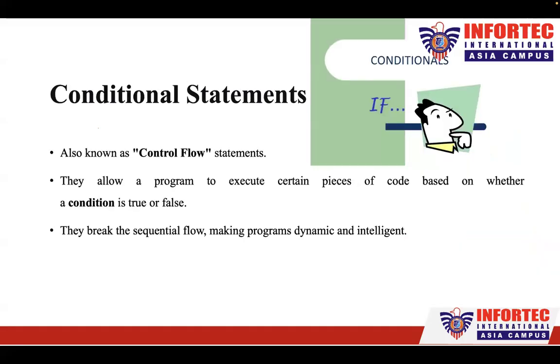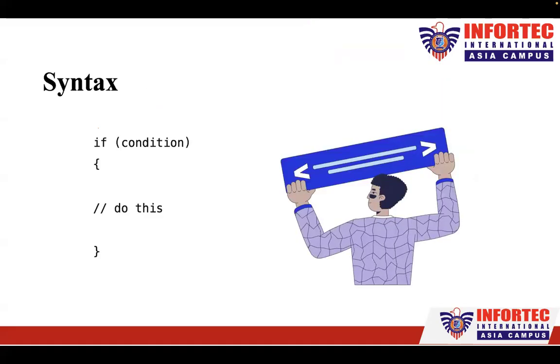Right. So here we came to the condition statement. We call this control flow. They allow a program to execute certain pieces of code based on whether a condition is true or false. So it can break the usual sequence flow of a code.